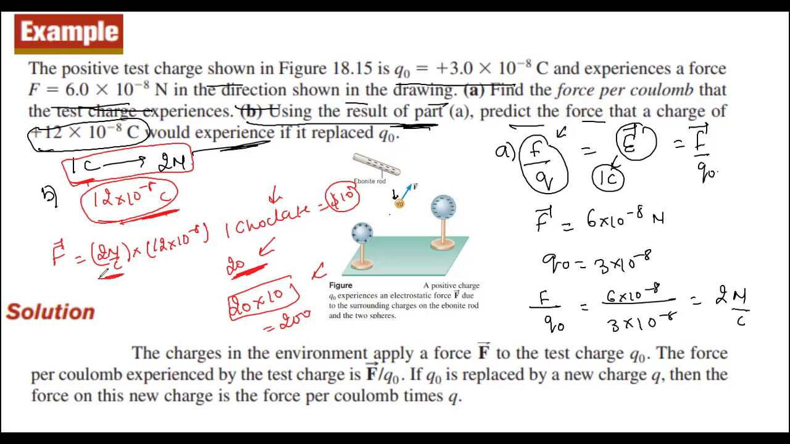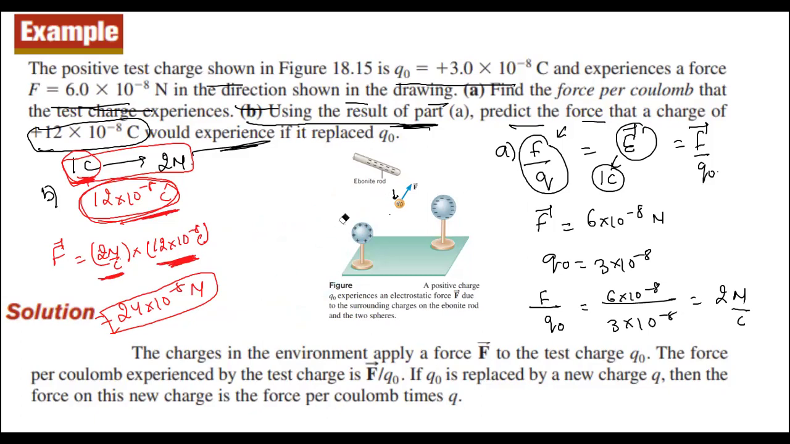So let's say this is the cost of one chocolate and these many chocolates I am trying to buy. So how much will I be paying in total, something like that, right? I know the force for 1 coulomb. I have to find the force for this many coulombs, right? So you multiply. The answer would be 2 times 12, 24 into 10 to the power minus 8 newtons. Remember this is in coulombs, right? Let me make some space by erasing this example.